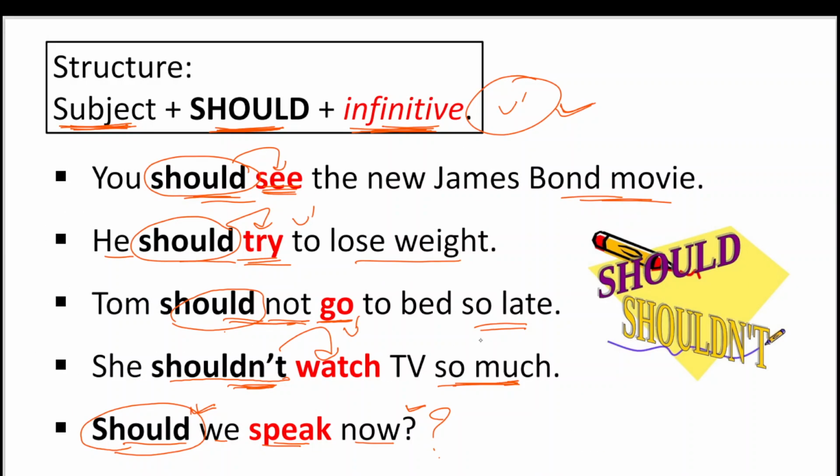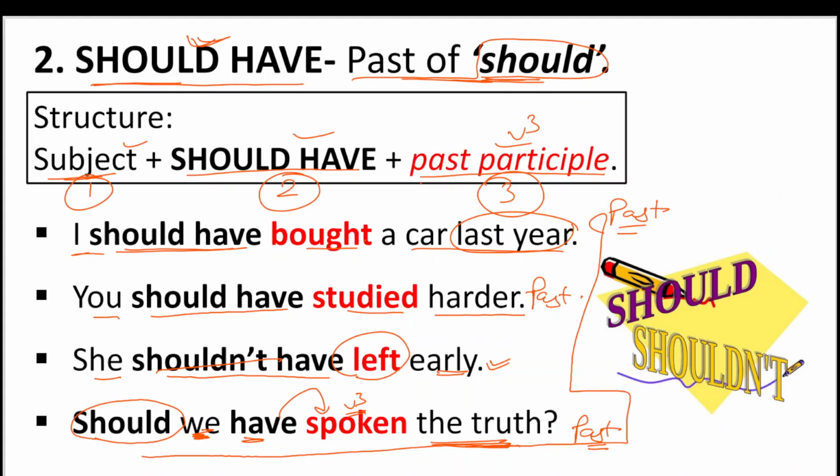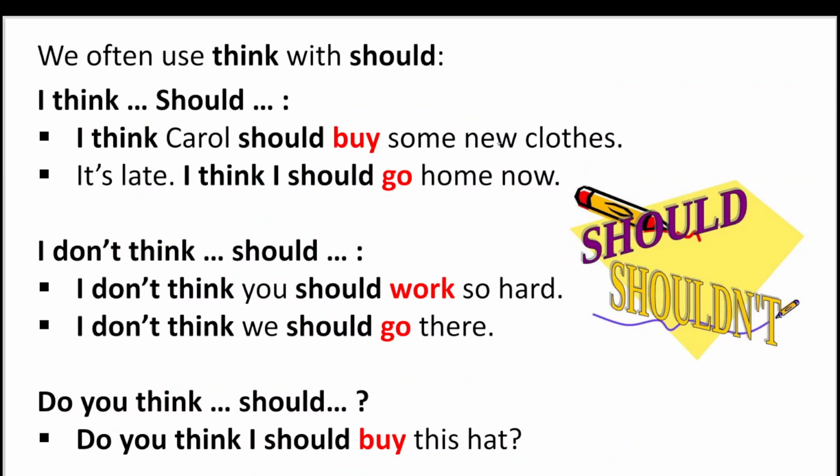Okay, so I hope you can now differentiate between should and should have. This is the use of should, where we use should plus the first form, and when we have to use should have, we use should have with the third form of the main verb. Now take a look at a few more examples of should. How can we make sentences with should?